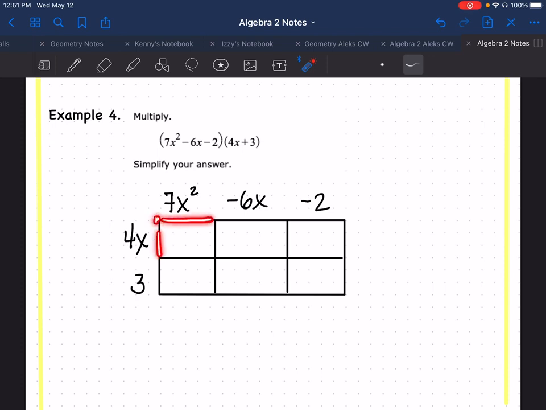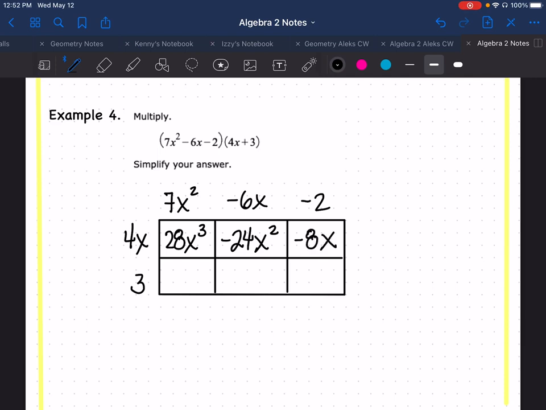4x times 7x squared. So 4 times 7 would be 28. x squared plus another x would give me x cubed. Right here, I would do negative 6x times 4x. Negative 6 times 4 is negative 24, and x times x is x squared. Negative 2 times 4x. Negative 2 times 4 is negative 8, and there is an x with the 4, so it's got to come inside as well. For the bottom row, 7x squared times 3. 7 times 3 is 21x squared.